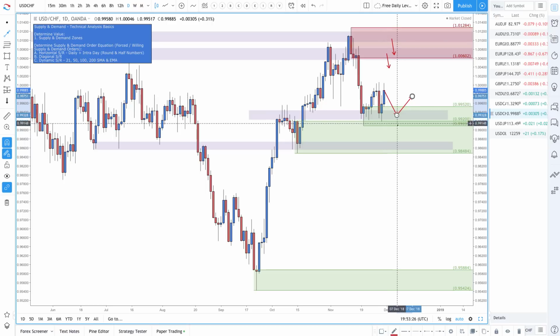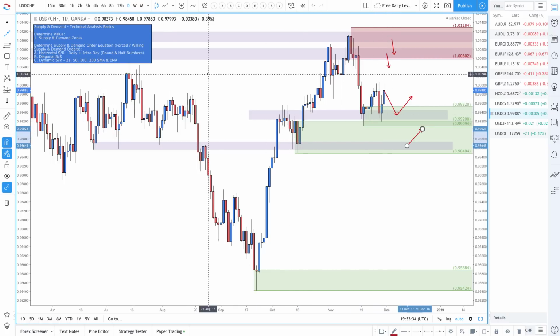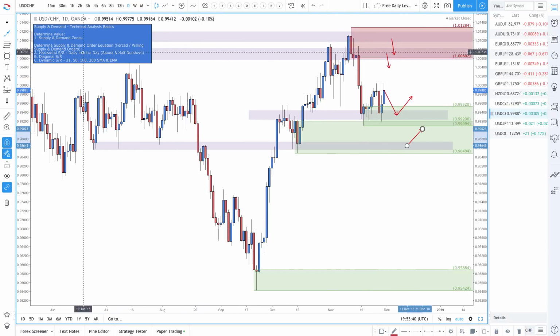If that level does fail, then this level here is a decent level. I do like this demand zone around here, and again you can zoom in on the lower time frames to see if you can get a lower time frame entry and apply the supply and demand order equation, horizontal, diagonal and dynamic support and resistances to the chart.